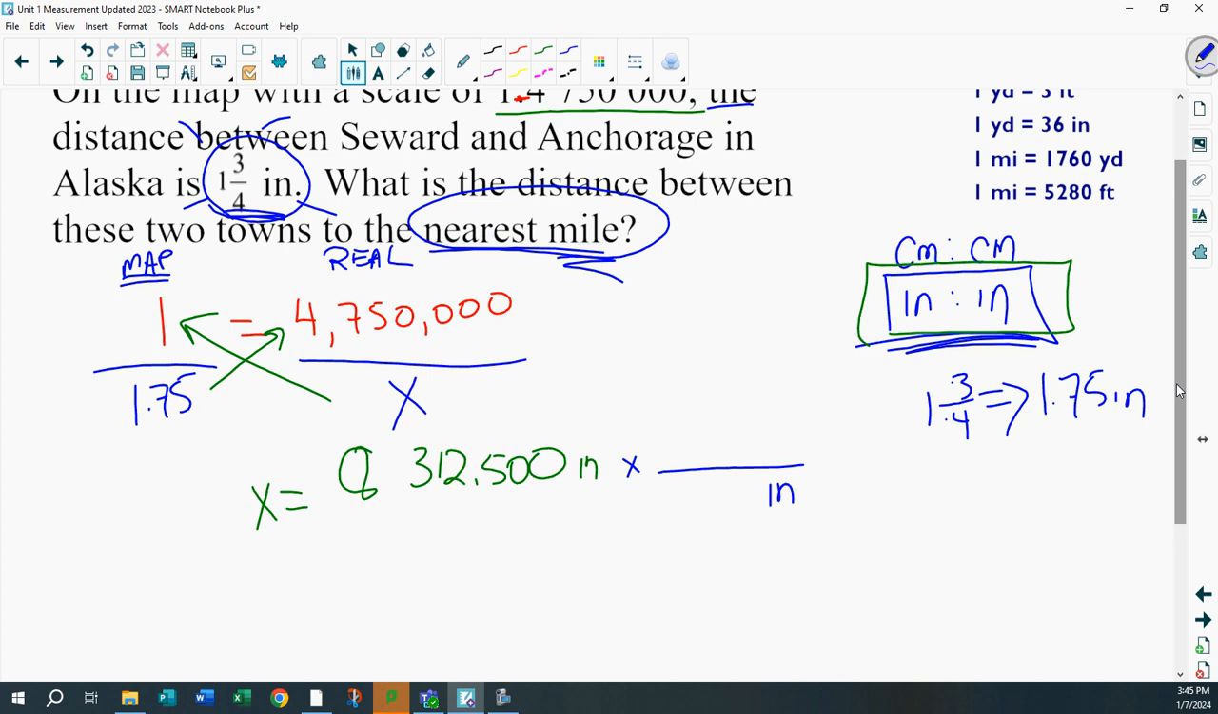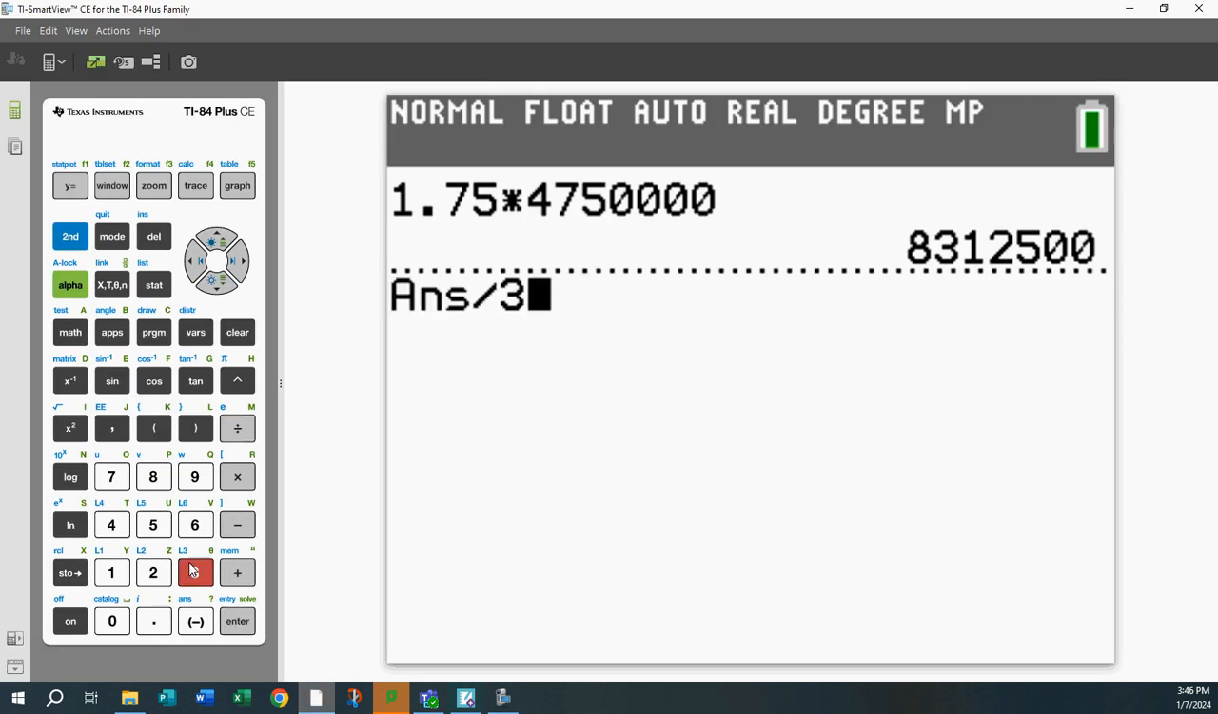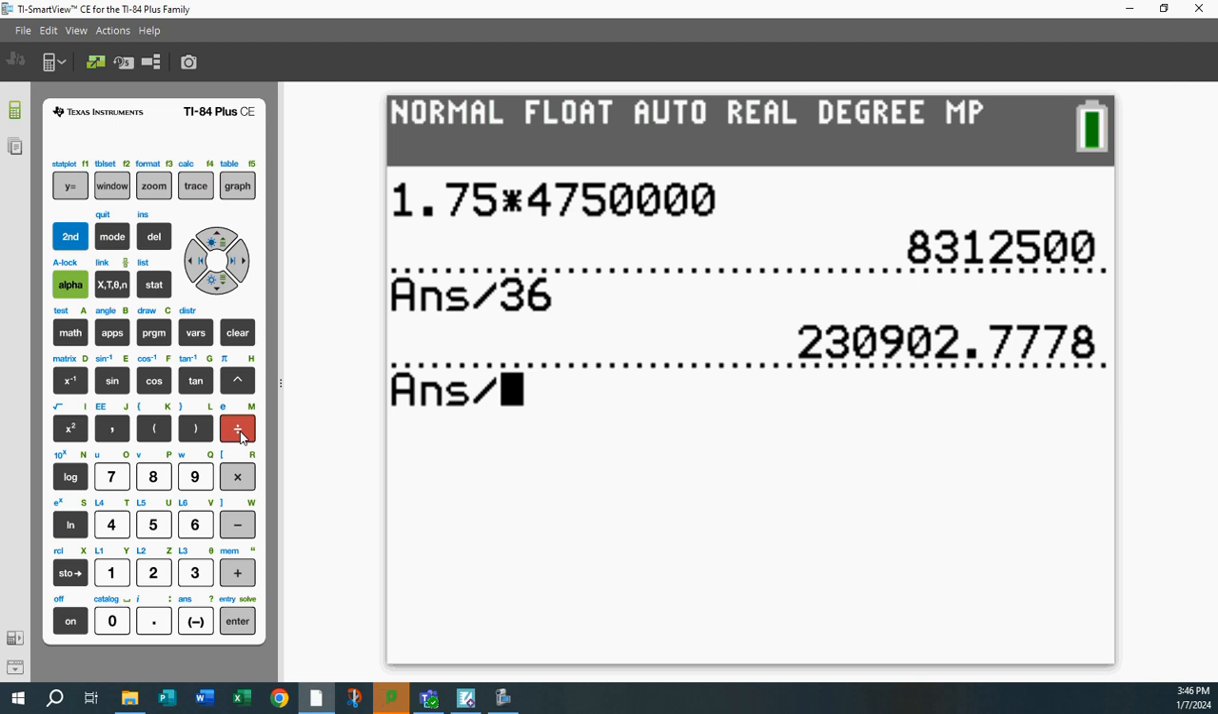Let's do a go-between. I don't know, let's do yards. Sure, why not? Okay, 36 inches in 1 yard. So guess what? The inches and inches cancel. I'm now in yards. I want it in miles. Here we go. Let's do the miles. Yards on the bottom, miles on top. We know it's 1760. So we're going to take this number that's still in our calculator, this 8,312,500. We're going to divide it by the 36 and divide it by the 1760. Let's go. Here we go. Divide it by 36. And I'm going to divide this guy now by 1760.